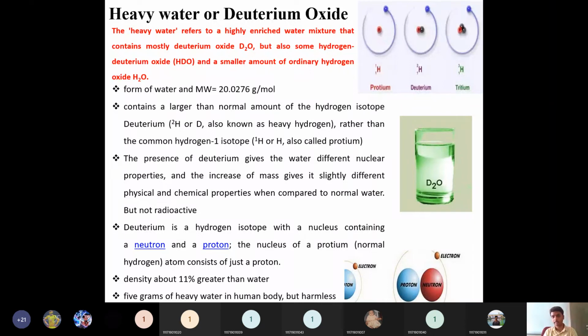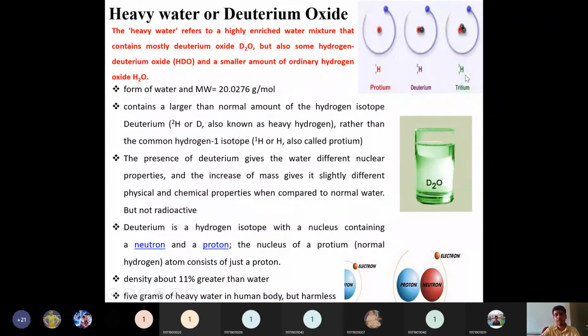One is protium itself, and then deuterium and tritium. For the normal protium, there will be one proton, and for the deuterium, there will be the addition of one neutron. Then for the tritium, there will be the addition of one more neutron. Along with the proton, there are two neutrons in this one.